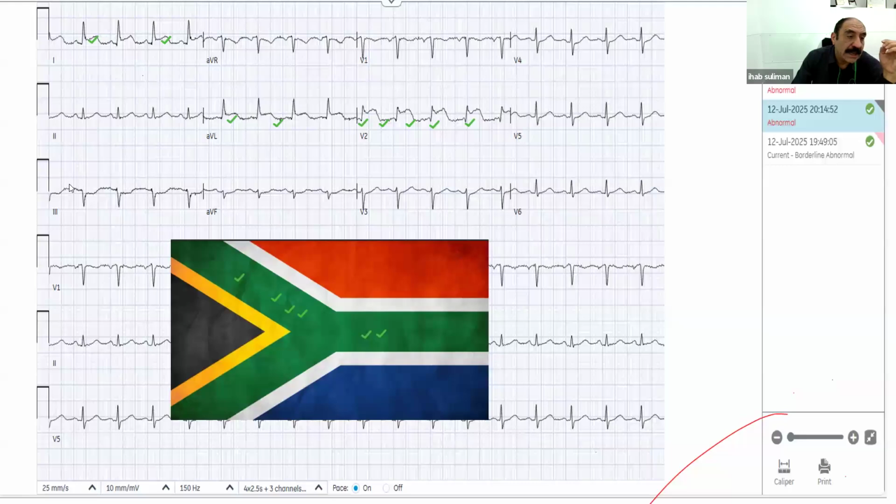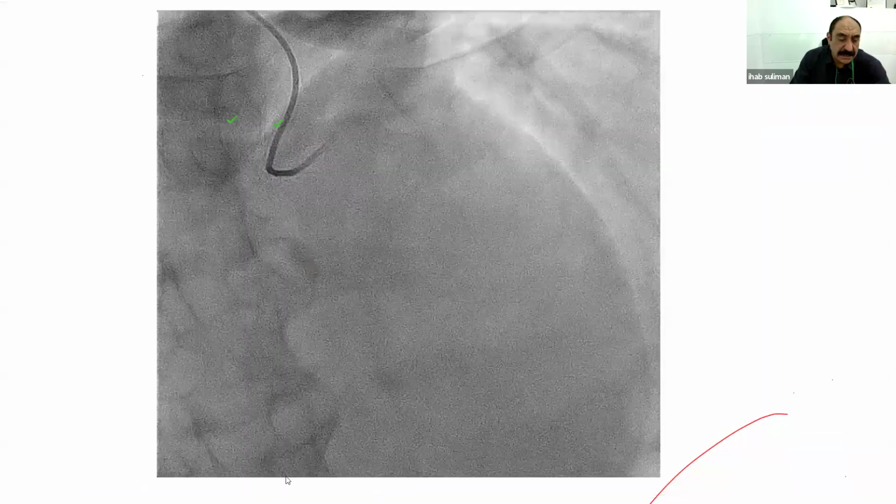And if you go to the inferior leads, which is showing ST depression, you will find it here. So these are called the South African flag sign, which is diagnostic of myocardial infarction caused by diagonal infarction, which is a branch of the LAD. And I will show you how this patient who came yesterday, what was his angio finding, which we did today.